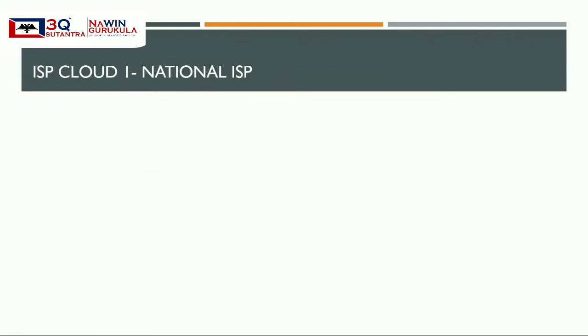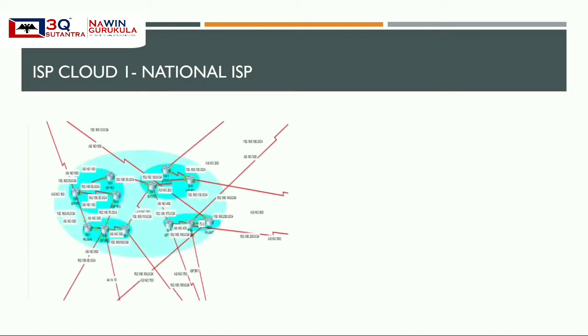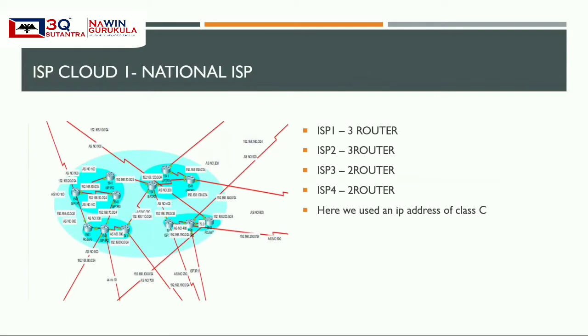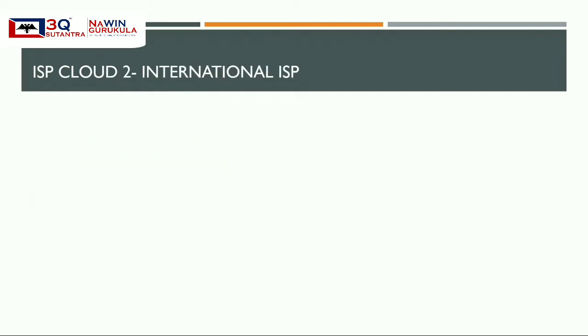ISP Cloud 1 is used as a national ISP, and this is the overview of our national ISP. It is divided into 4 different ISPs: ISP 1, ISP 2, ISP 3 and ISP 4. ISP 1 and ISP 2 contain 3 routers each, and ISP 3 and ISP 4 contain 2 routers each. We used Class C IP addresses, and the configuration done here is interface configuration and HSRP configuration.